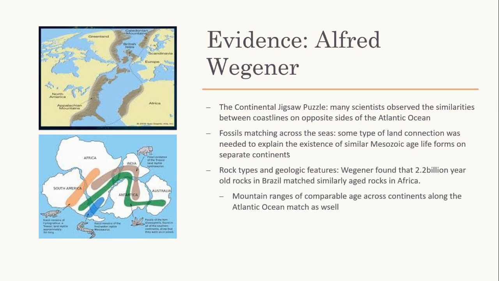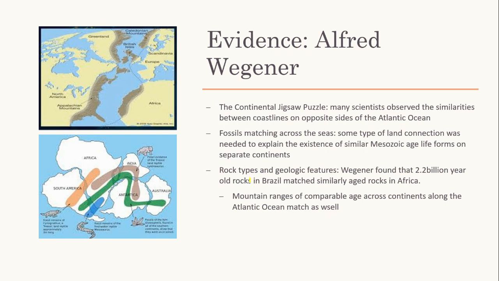Another piece of evidence, I think this is the last one, is that rock types and geologic features are going to be the same across continents. So not only are fossils going to coincide, but Wegener found that 2.2 billion year old rocks in Brazil, Brazil's around here, match similarly aged rocks in Africa. So based on this picture, they would probably be around there. If we have the same rock types, that suggests that those rocks were formed in the same way during the same time, which means they must have been in the same place. That's the logic we're working with here.